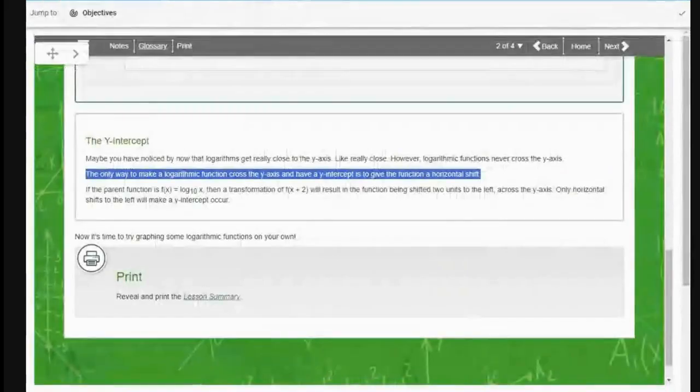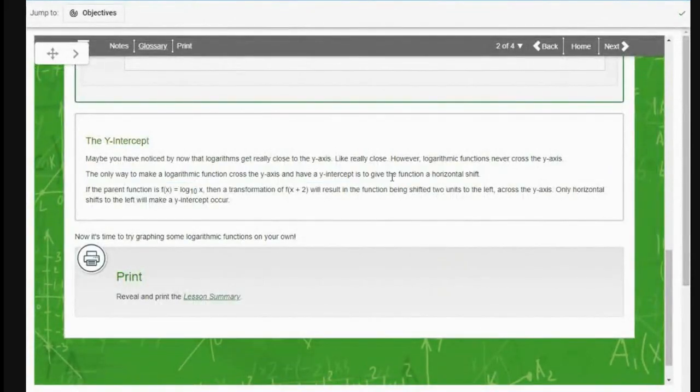So hopefully you paid attention to that. A horizontal shift is the only way to have a y-intercept. If the parent function is log 10 of x, a transformation of x plus 2 will result in it being shifted 2 units to the left across the y-axis and will make a y-intercept occur. Okay, lesson summary.